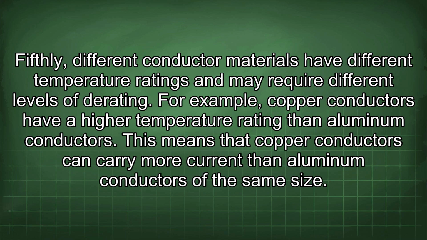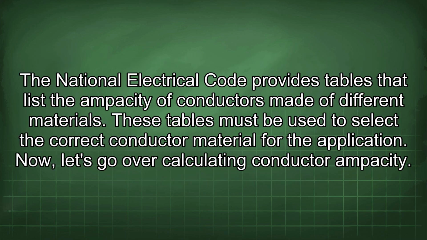Fifthly, different conductor materials have different temperature ratings and may require different levels of derating. For example, copper conductors have a higher temperature rating than aluminum conductors. This means that copper conductors can carry more current than aluminum conductors of the same size. The National Electrical Code provides tables that list the ampacity of conductors made of different materials.